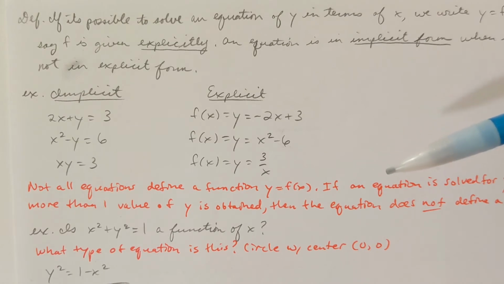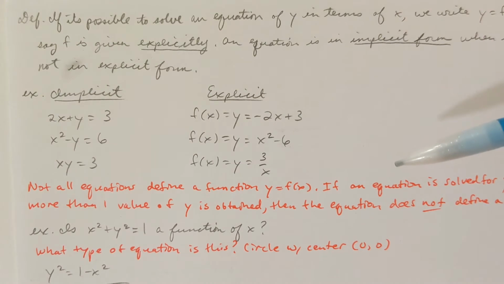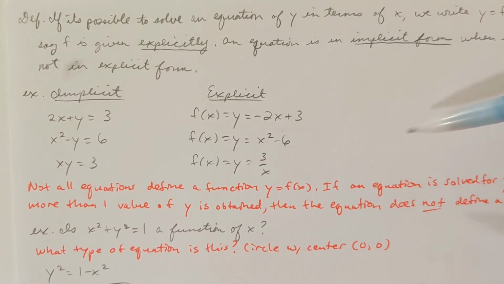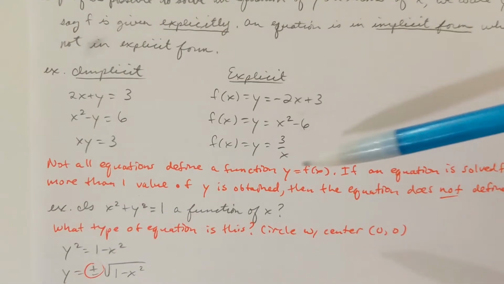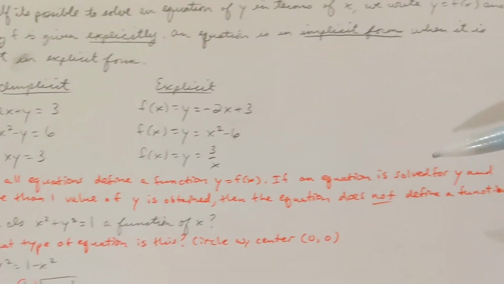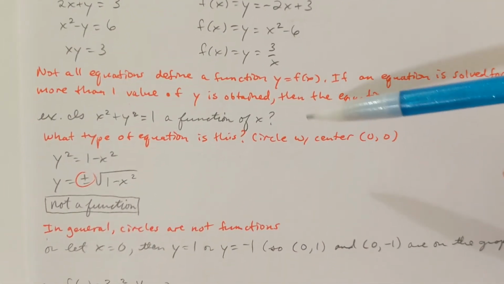Although sometimes you do have a function and it's something that's not in explicit form. Okay, now not all equations define a function y equals f of x. If an equation is solved for y and more than one value of y is obtained, then the equation does not define a function. So here's an example.